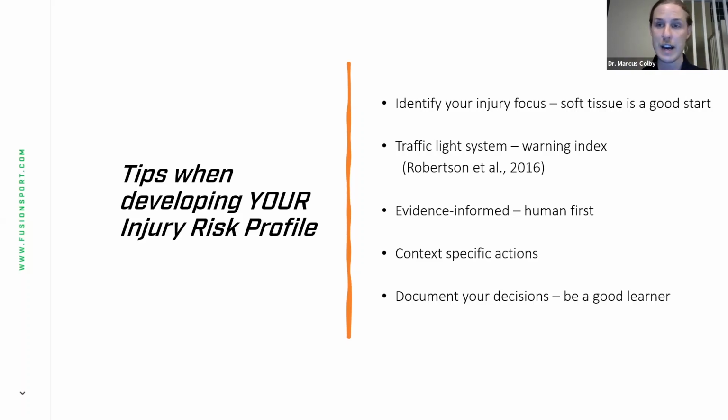From a data feedback standpoint, using traffic light systems throughout, somewhat of a warning index. Robertson and colleagues did a nice paper in 2016 on using warning indexes to use something that we're all familiar with, the traffic light. So something I would really encourage in terms of how you present this information to your colleagues, to your athletes, if applicable, and to your coaching staff.